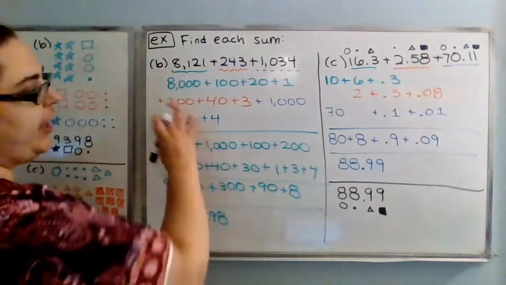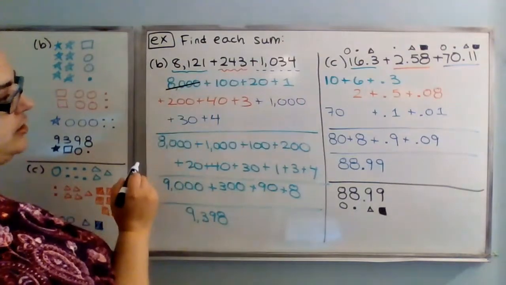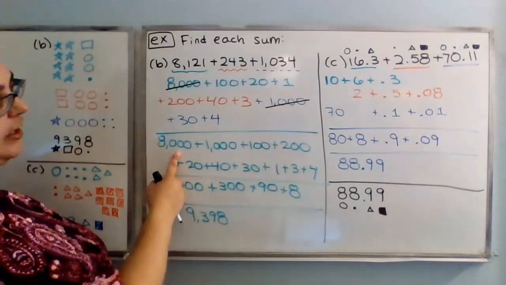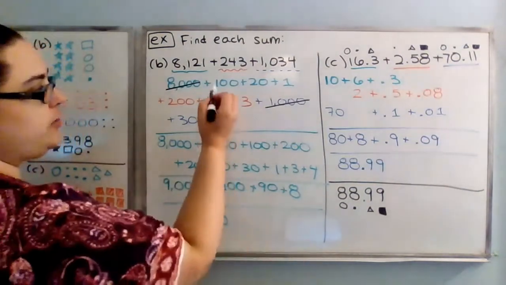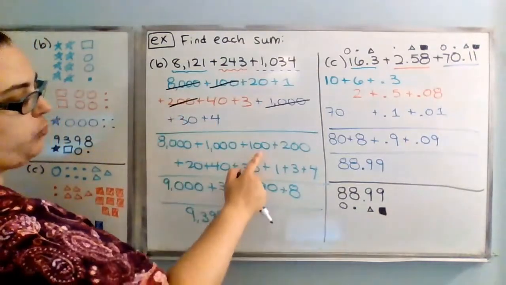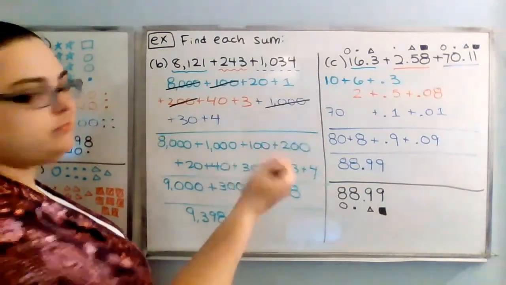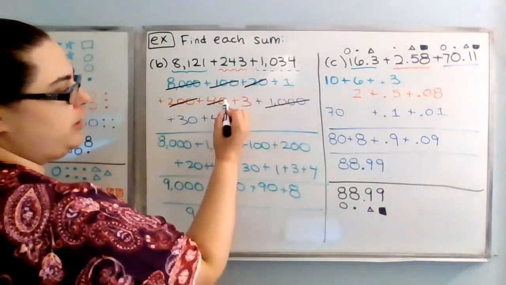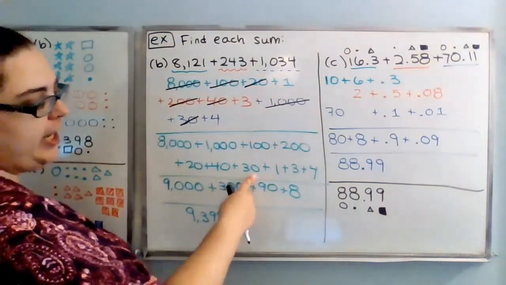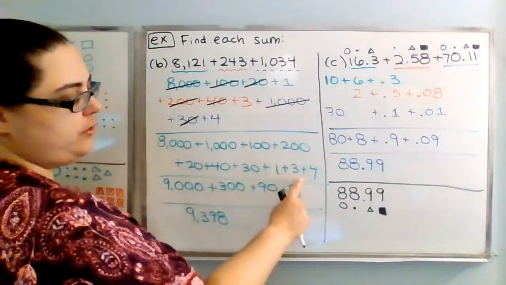So first I went with any of these numbers that had thousands. For example, I had 8,000 and 1,000. I put those close together. Then I did any of the hundreds. So there was a 100, a 200, and that was it. So I put the 100 and the 200 close together. Then I did the tens, right? So I have 20, 40, and 30. And then I did the singletons. So I had 1, 3, and 4.